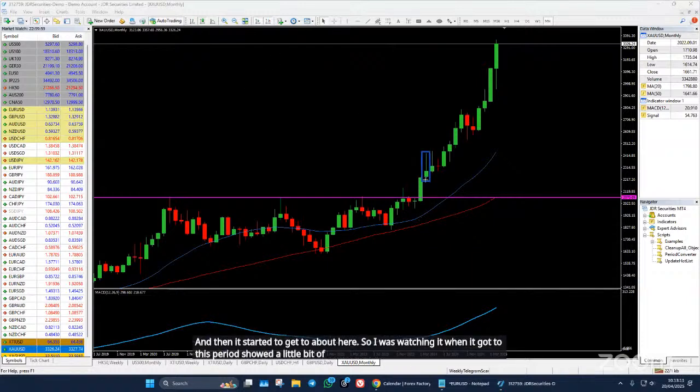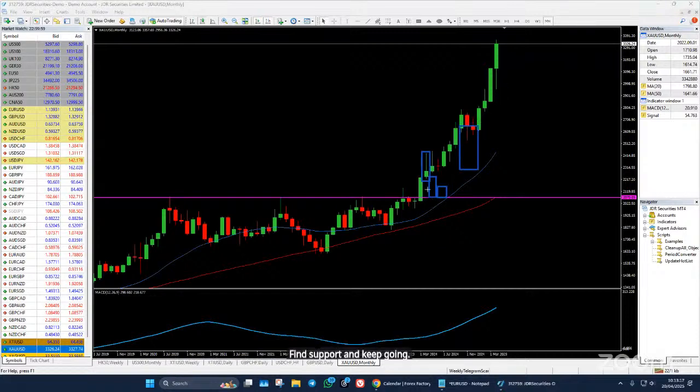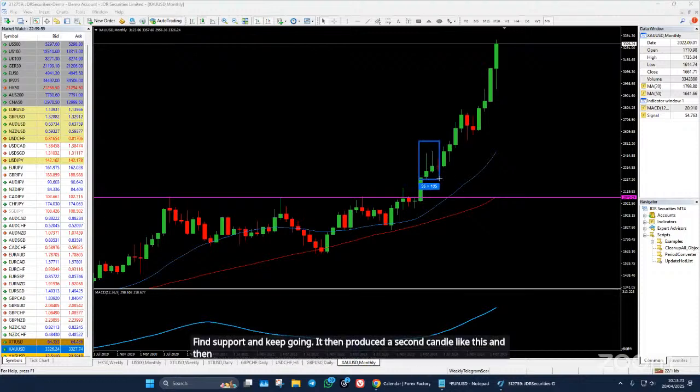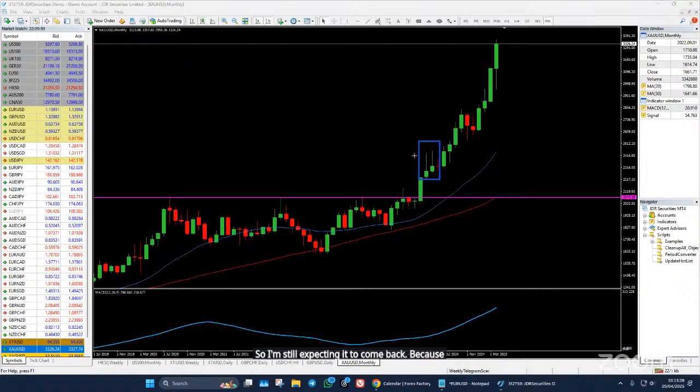What I was expecting, which was not unreasonable, was for price to come back to this key level, find support, and keep going. It then produced a second candle like this, and ultimately a third candle like that. I was still expecting it to come back because the price action was stalling, and I don't think I was alone in that thinking. Anyway, then the market pushes on.